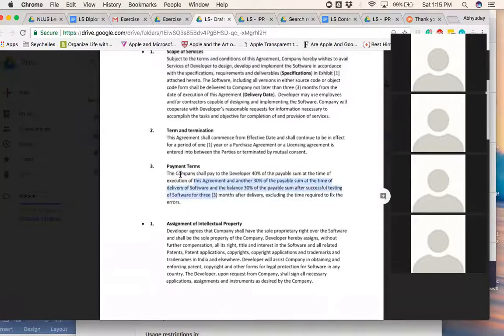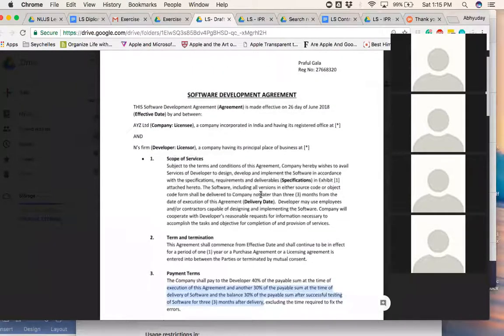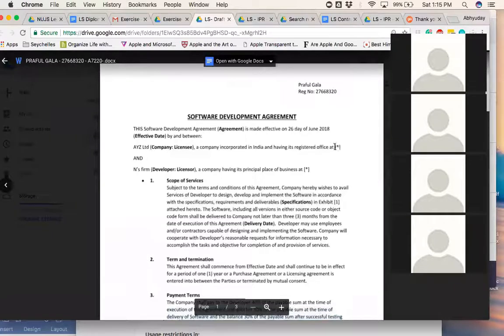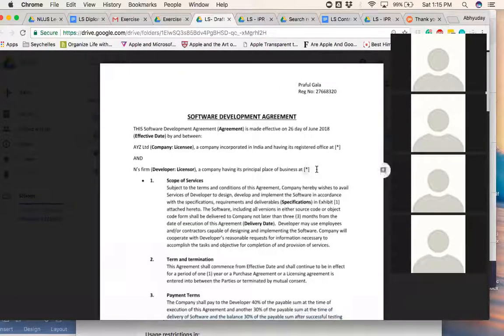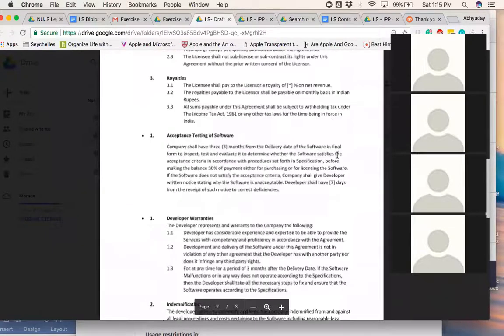Okay, so Praful has written, I'm just going through different drafts so we can see how different people are doing it. 40% at the time of execution, 30% payable at the time of delivery, and balance 30% after successful testing for 3 months, excluding the time required to fix the errors. So you see this place here, that this is the way you can put in blanks. You see box brackets with an asterisk. This is the way you can do it, okay? And then Praful has put a date over here. You can put a box bracket or a date, that's fine. Every agreement will have a date even if it's not provided to you, right? You will need to write that.